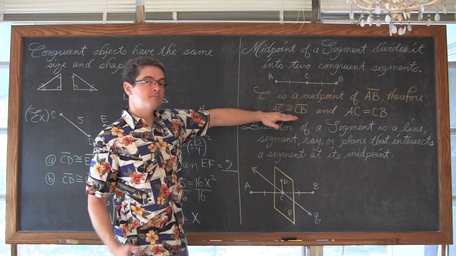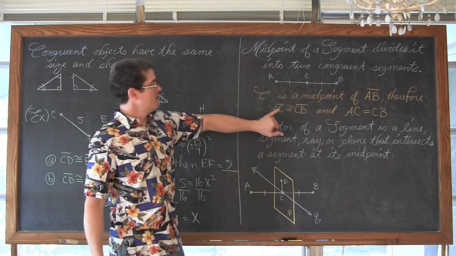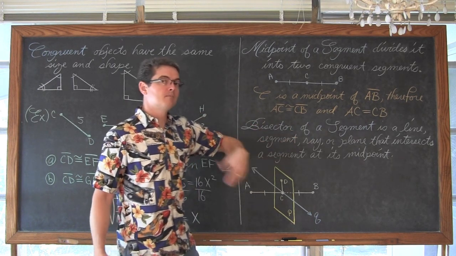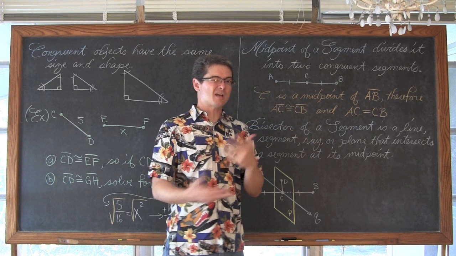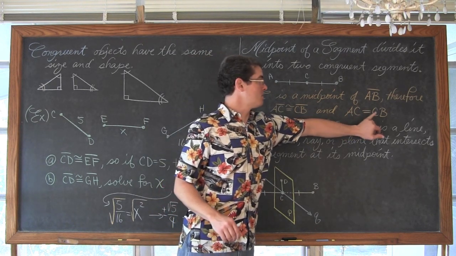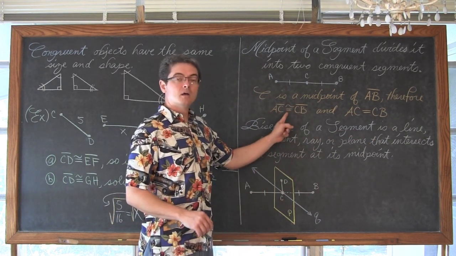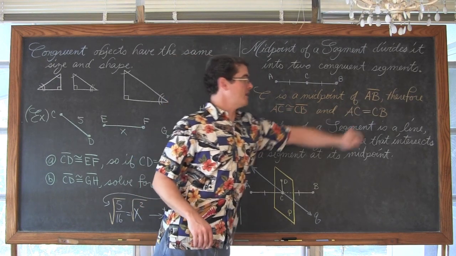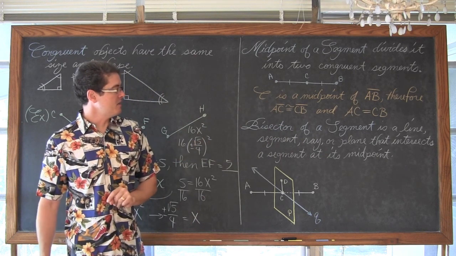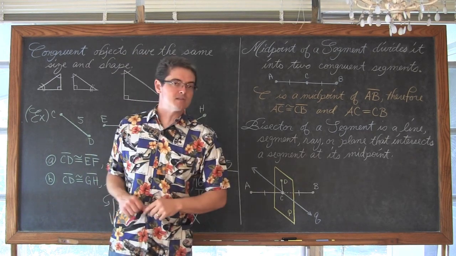Okay, so we have two different notations. Are you talking about the shapes or are you talking about the lengths? Segment AC is congruent to segment CB, or, as I just discussed, length AC equals length CB. Be careful of your notation, okay? Don't use a congruency symbol when you're talking about lengths, and don't use an equal sign when you're talking about segments. Bisector of a segment is a line, segment, ray, or plane that intersects a segment at its midpoint.